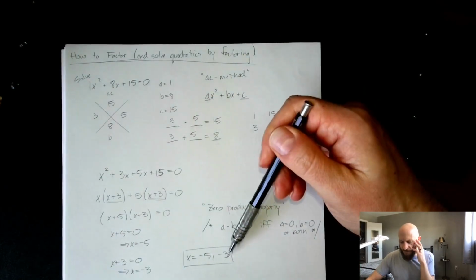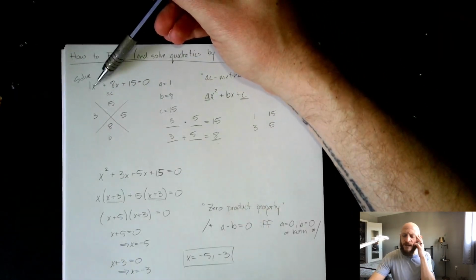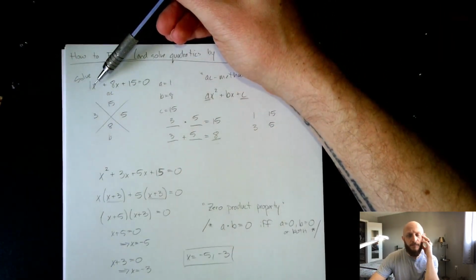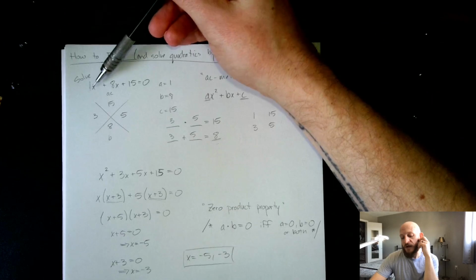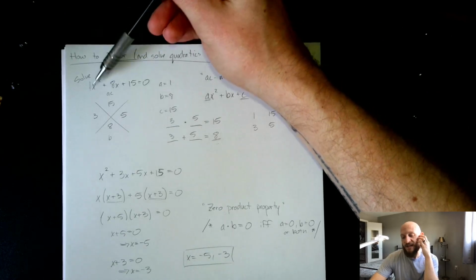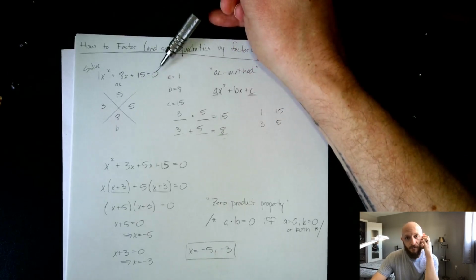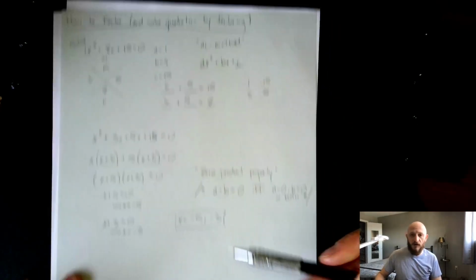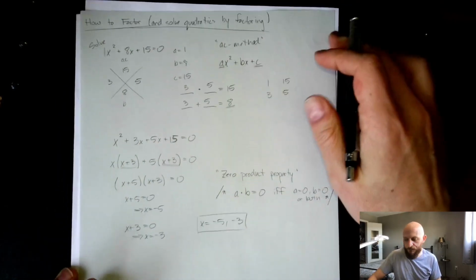So I'll just do it in my head here with -3. If I plug -3 into here, well, -3 squared is 9. 8 times -3 is -24, so 9 minus 24 is -15. -15 plus 15 is 0. So yeah, it checks out. And if you want to double check it, you could plug in -5 in there as well. It's going to check out.